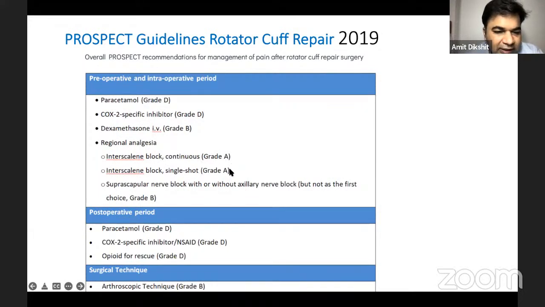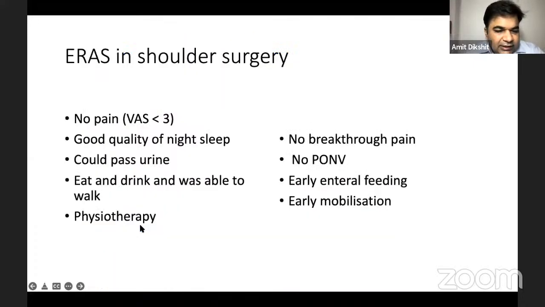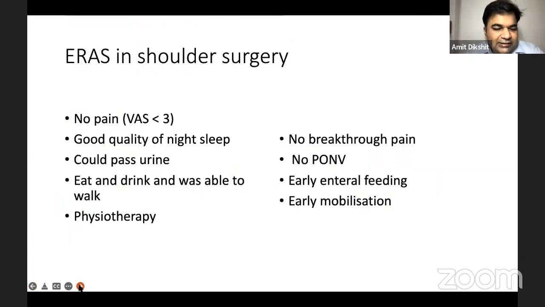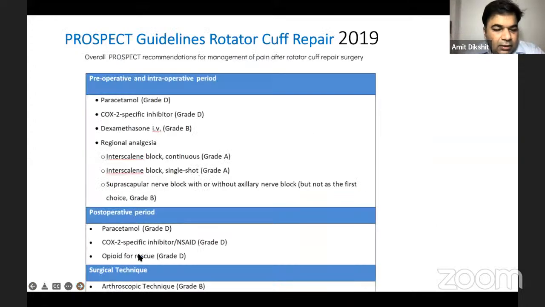Single shot block is again a grade A recommendation. And suprascapular nerve block with or without axillary nerve block is grade B. And post-operatively, it is again the combination of paracetamol and opioid for rescue, and NSAIDs.